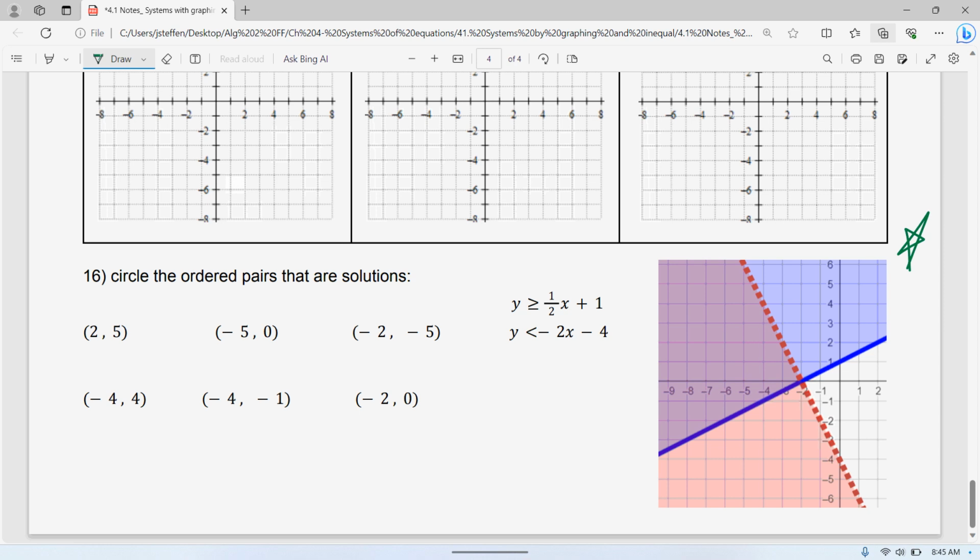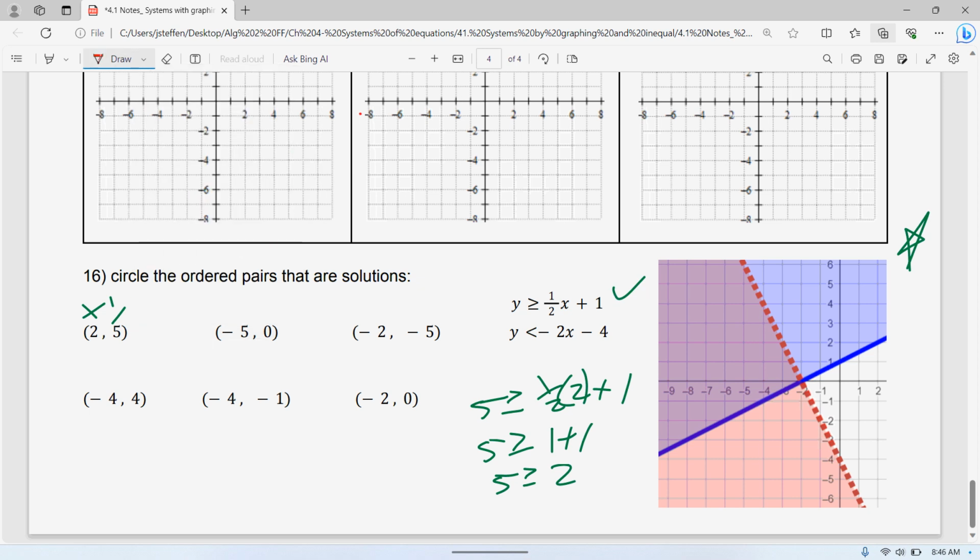But circle the ordered pairs that are solutions. There are two ways to do this. You could sub them into the equations, so sub them into both equations and see which ones work. Take x and y for the first one: 2 for x and 5 for y. I get 5 is greater than or equal to 1/2 times 2 plus 1. So 5 is greater than or equal to 1/2 times 2, which is 1, plus 1. 5 is greater than or equal to 2. That is true. I have to try the second one.